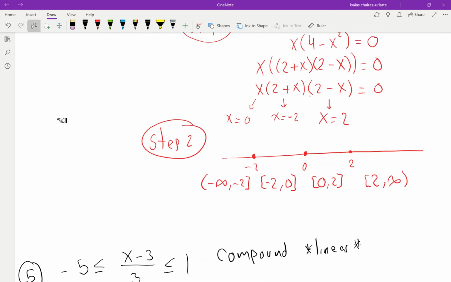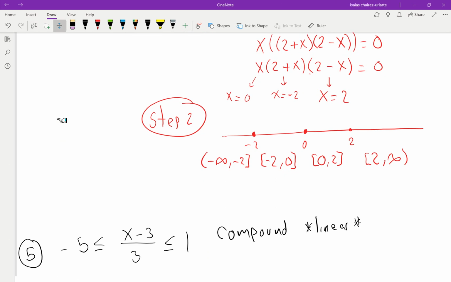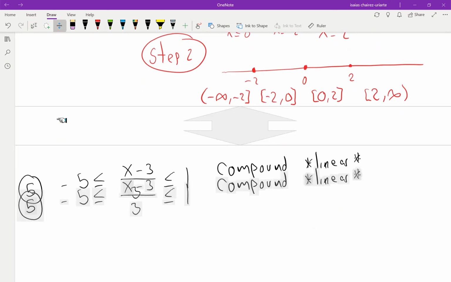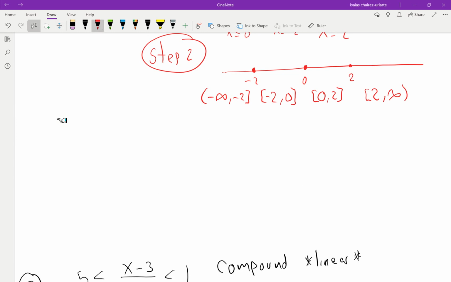Now what I've got to start doing is testing values. Pick some test values from each interval and see what satisfies my inequality. So let's think about that. I'm getting into step 3, picking some values from each interval. Let's say here I'm going to have x equals -3. From here I'm going to say x equals -1, x equals 1, x equals 3.